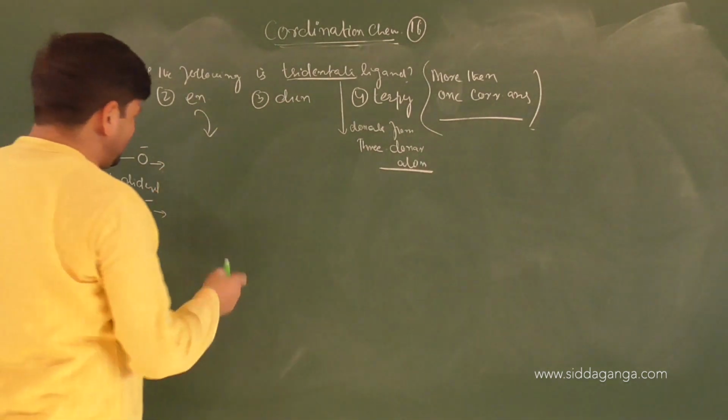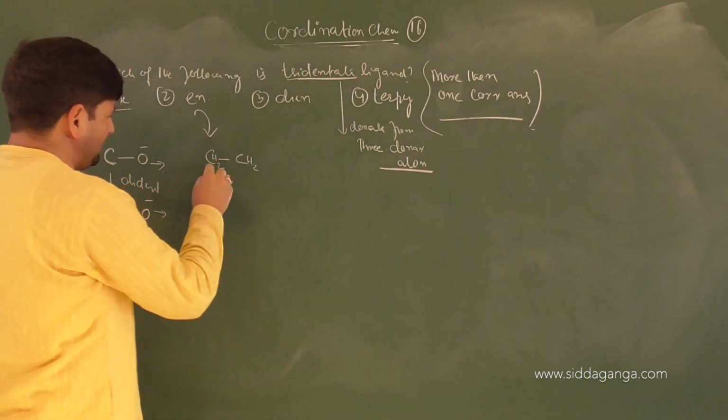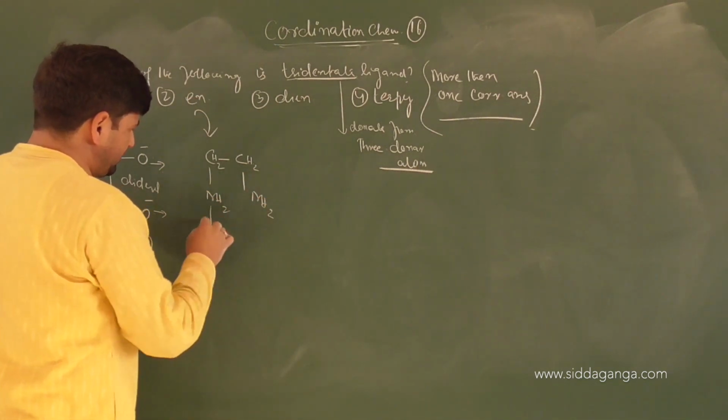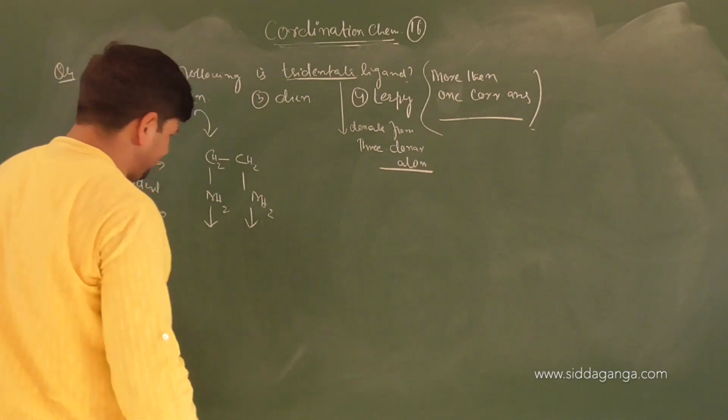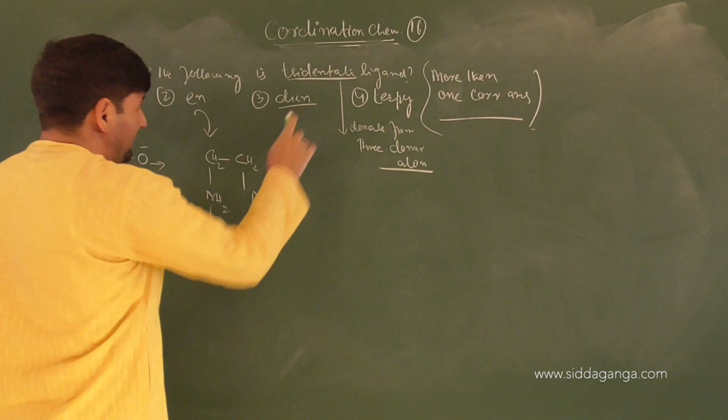Then this is EN, ethylene diamine. We know it is carbon carbon, so technically CH2 CH2, then you have NH2 on each side. So it can donate from 2 nitrogen atoms itself, right? So it's again bidentate. Then there is diene.